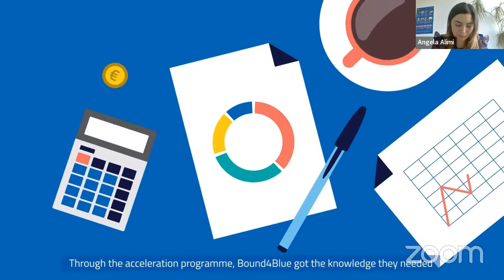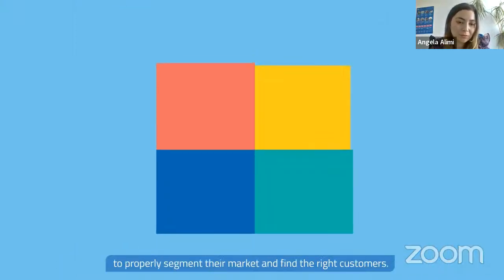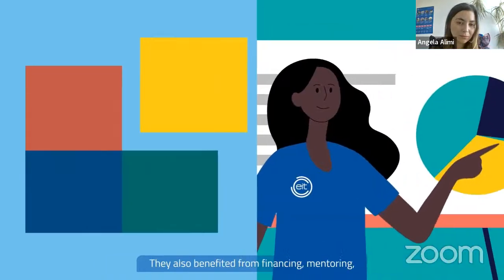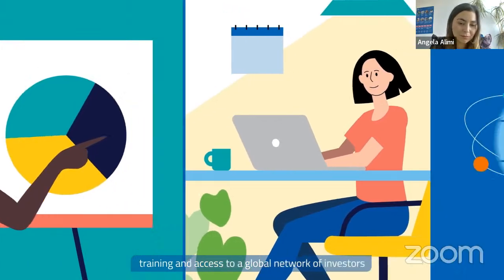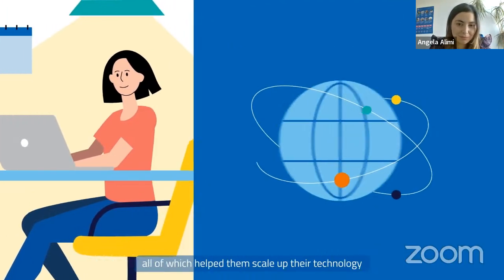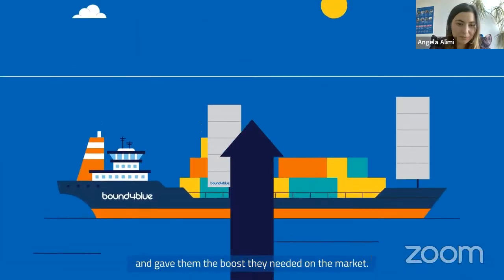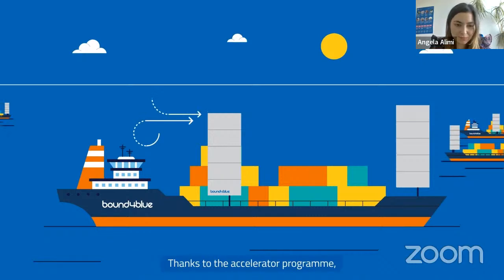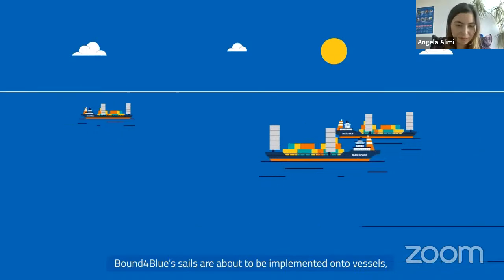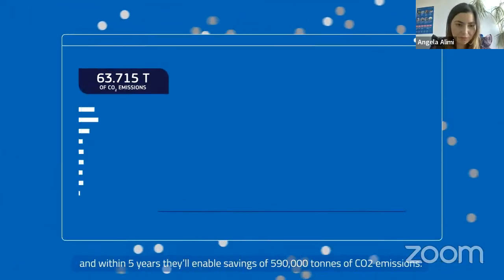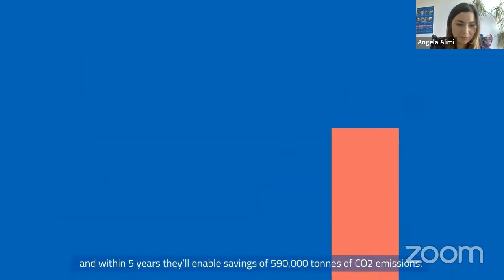Through the acceleration program, Bound for Blue got the knowledge they needed to properly segment their market and find the right customers. They also benefited from financing, mentoring, training, and access to a global network of investors, all of which helped them scale up their technology and gave them the boost they needed on the market. Thanks to the accelerator program, Bound for Blue's sails are about to be implemented onto vessels, and within 5 years, they'll enable savings of 590,000 tons of CO2 emissions.